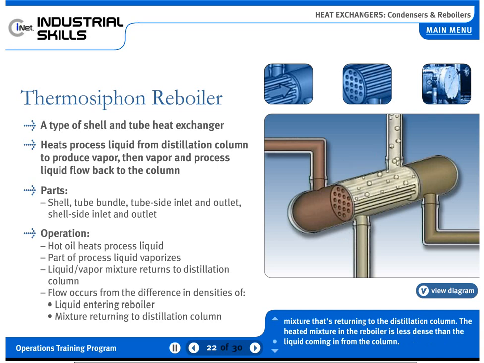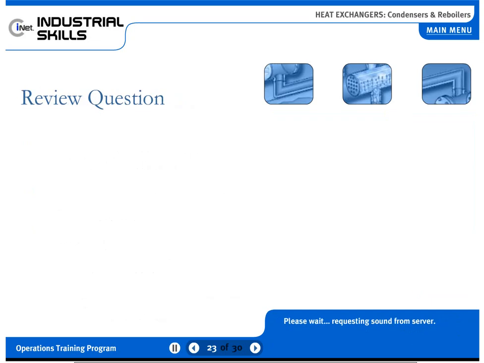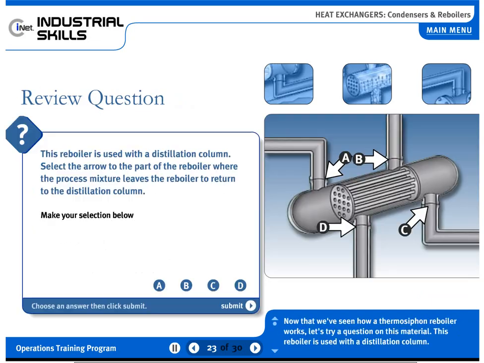The heated mixture in the reboiler is less dense than the liquid coming in from the column. This difference in density causes the heated mixture to rise out of the reboiler and return to the column. The result is a natural circulation between the reboiler and the distillation column. Now that we've seen how a thermosiphon reboiler works, let's try a question on this material.